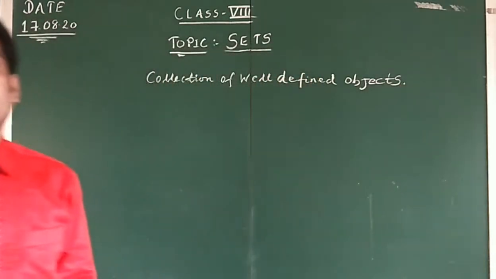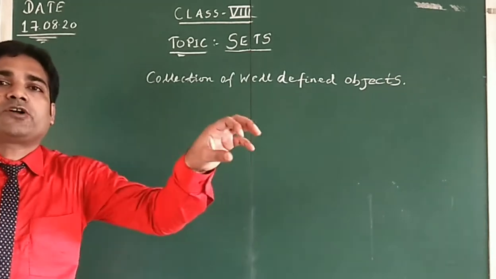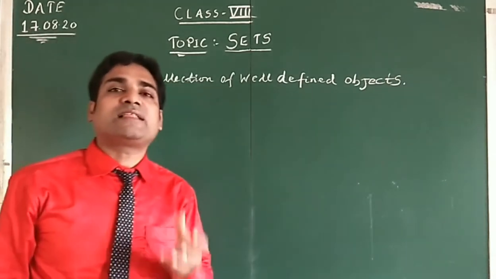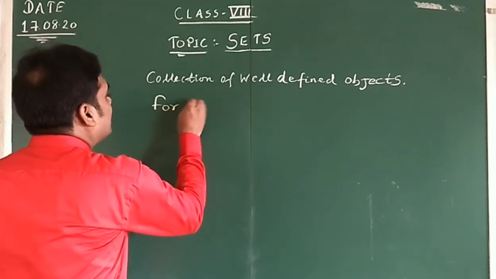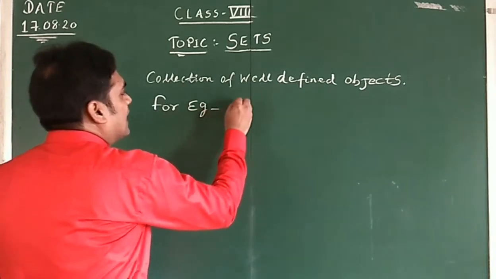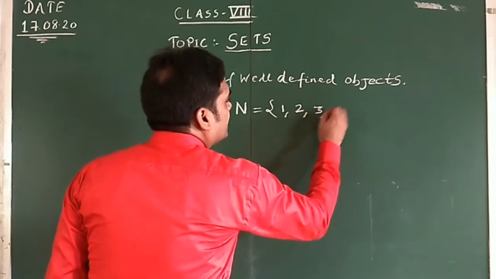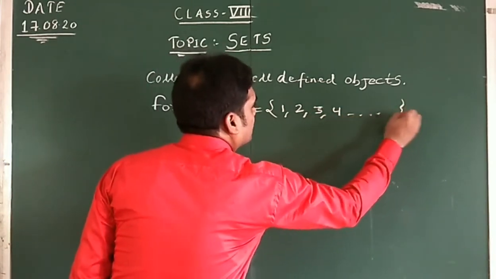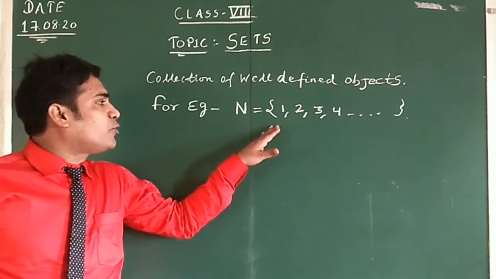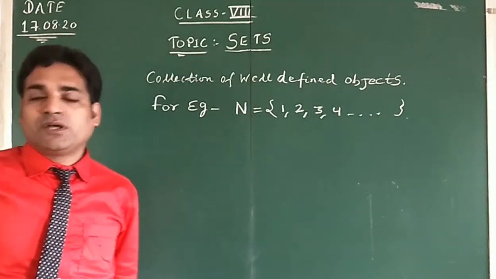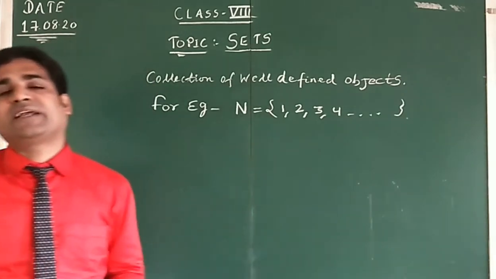For example, if we say 1, 2, 3, 4, dot dot dot, what is it? It is a set of natural numbers. For example, N equals 1, 2, 3, 4, dot dot dot is a set of natural numbers, and we put it in curly brackets. Now there are three methods by which we represent a set.